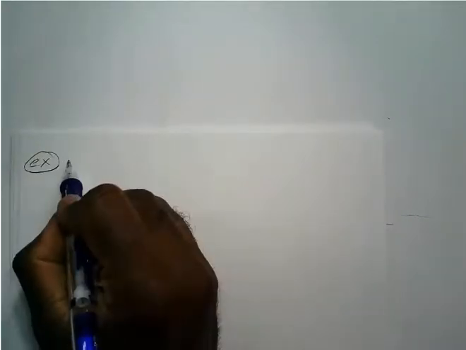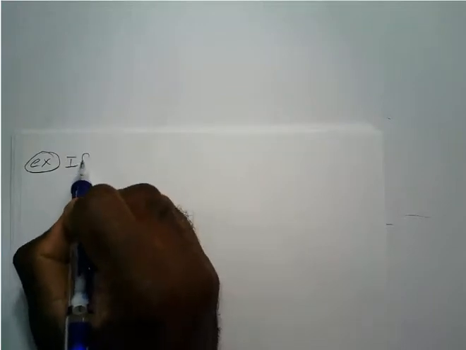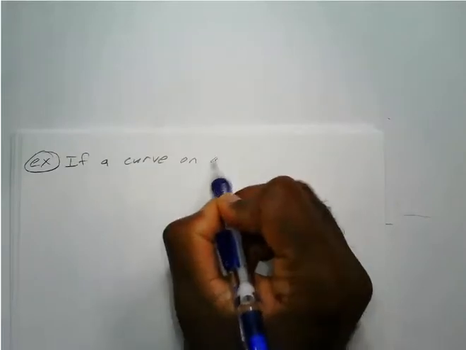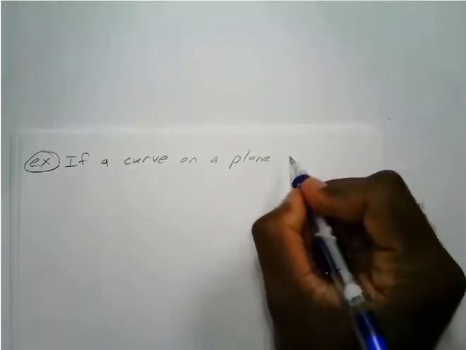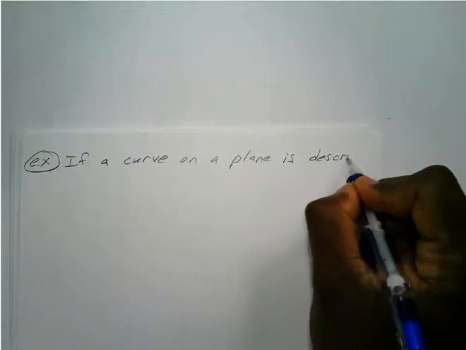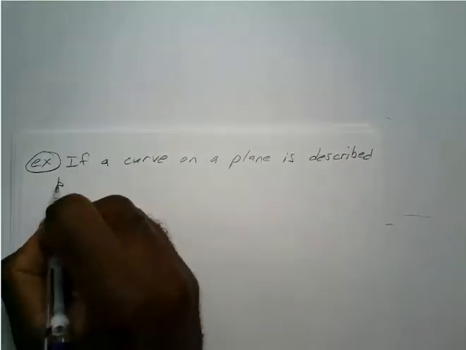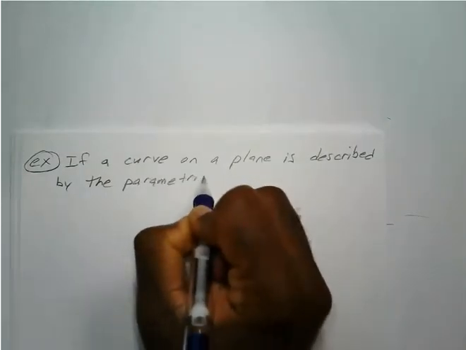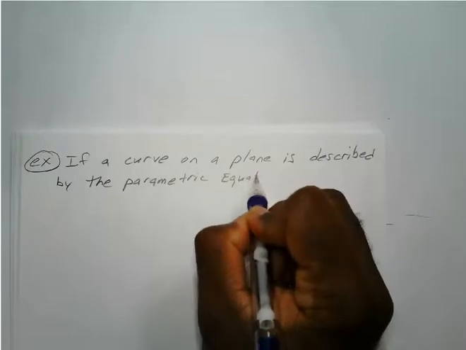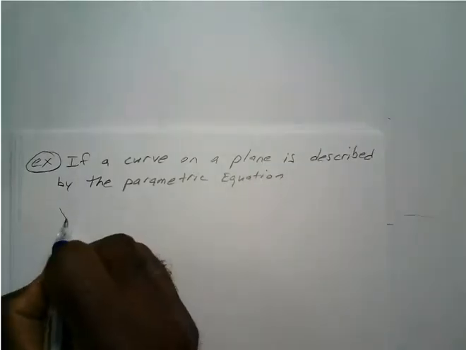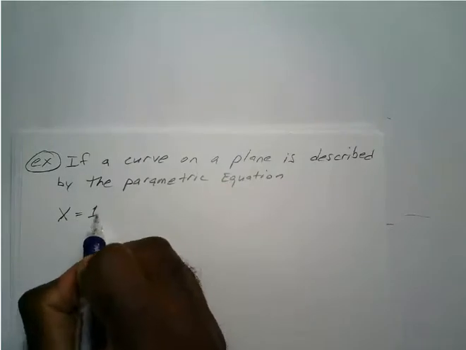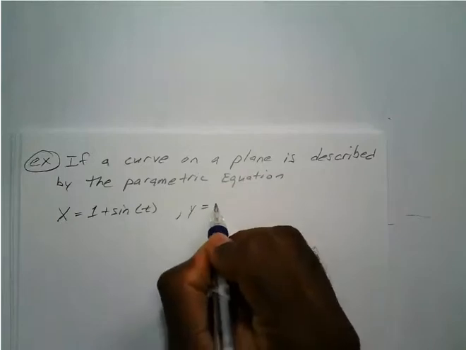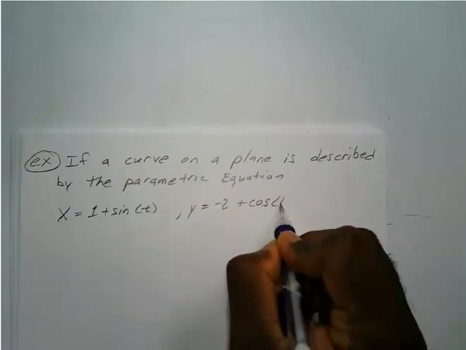Okay, so for this one, if a curve on a plane is described by the parametric equations x equals 1 plus sine of t, and y equals negative 2 plus cosine of t.